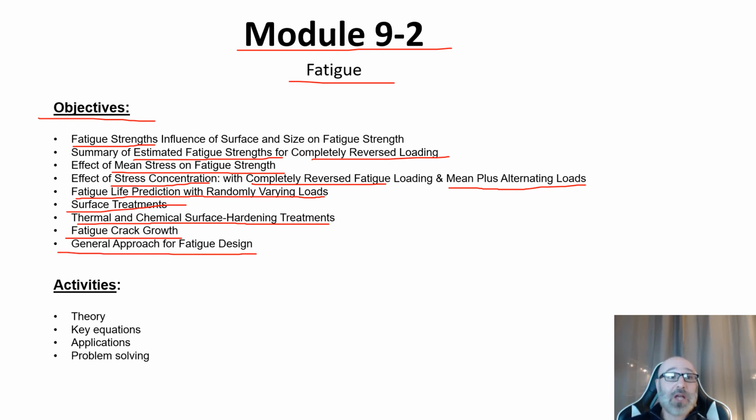So again, within this module here, we're going to spend some time going through this governing theory right here, take a look at our key equations, some practical applications related to research, and then go through some problem solving together.